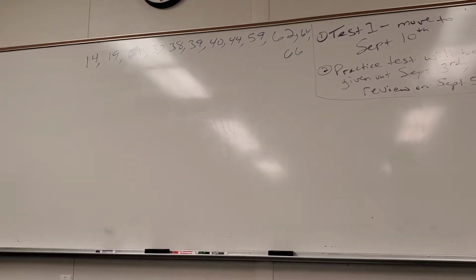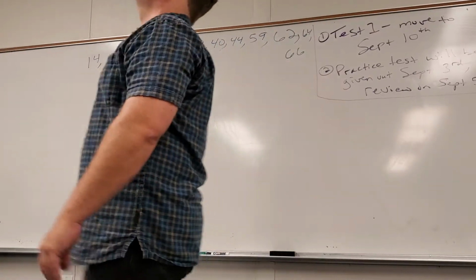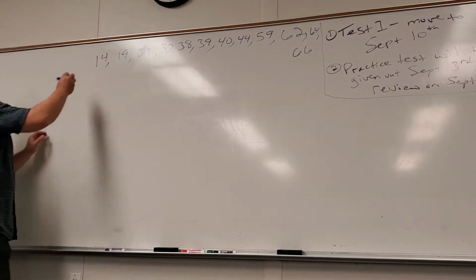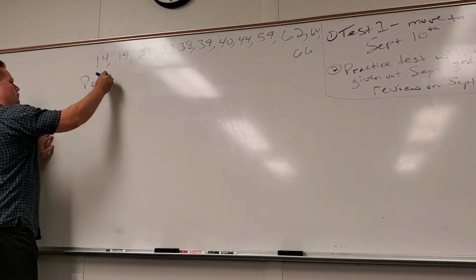2, 5. 2, 4. What is it? 2, 4, 2, 5, 2, 3, 2, 4. Somewhere around 2, 4. So percentiles.